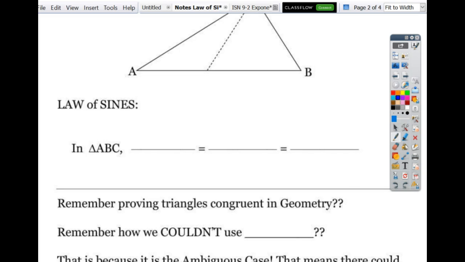So the last time you were here, Isaac, which seems like forever ago, we talked about the law of sines. It was the sine of A over A, the sine of B over B, and the sine of C over C. It is easy, right?